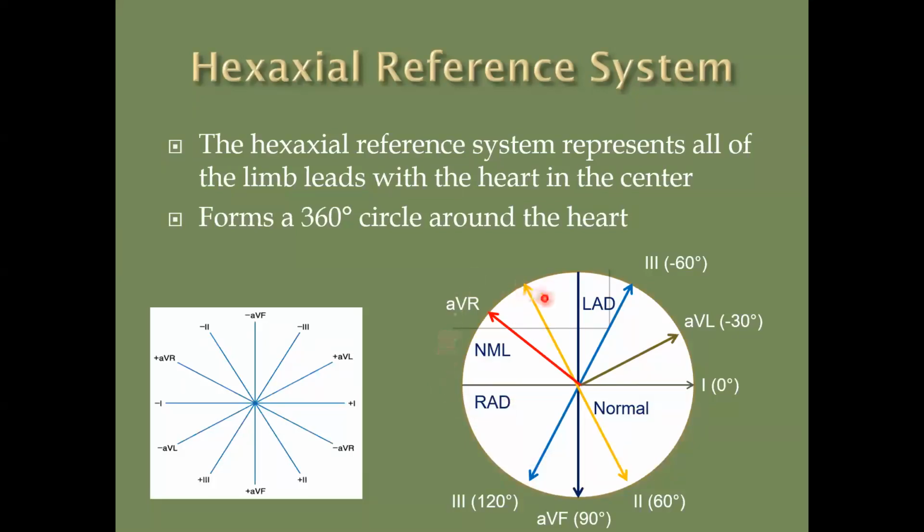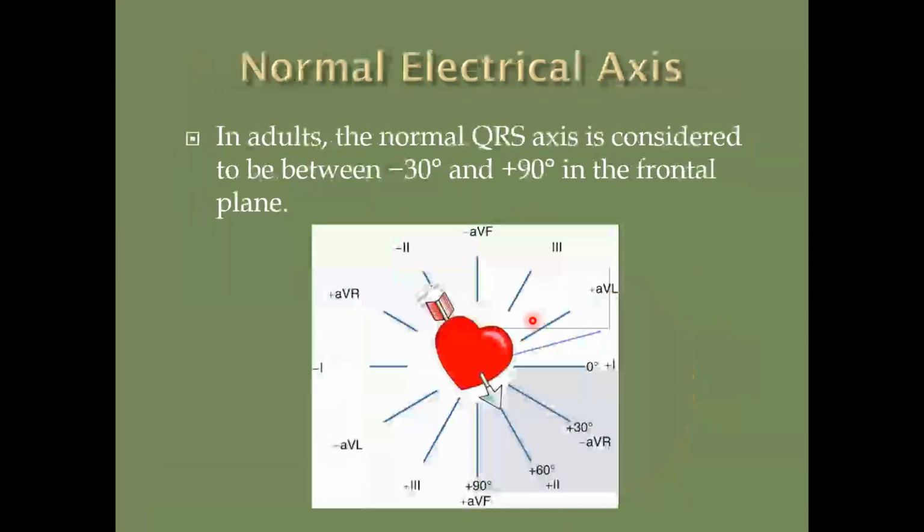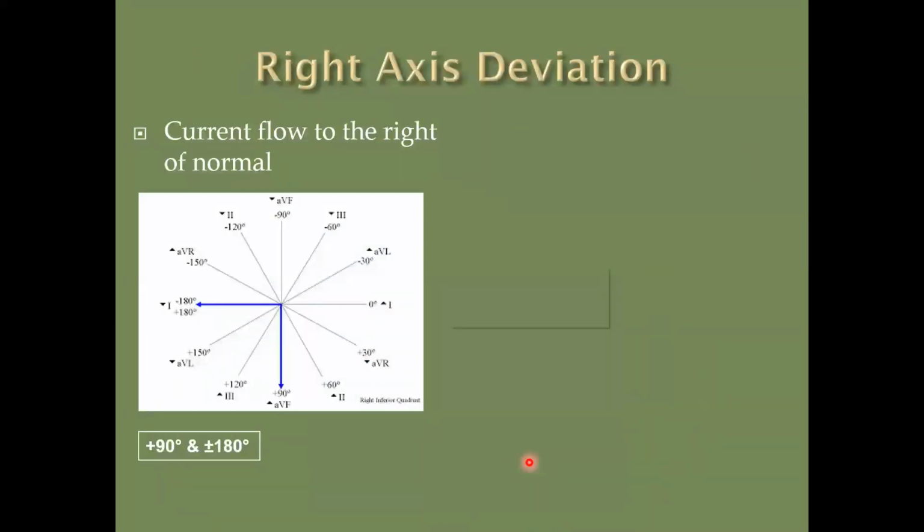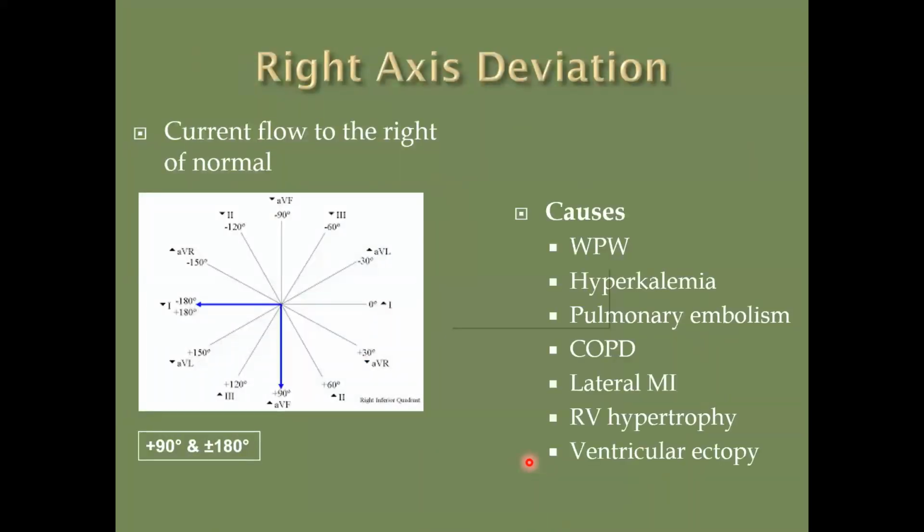And then up here is what we call no man's land, because the axis isn't supposed to travel back this way. It's supposed to travel this way. So this is severe left axis deviation, no man's land. Those are a couple of the terms that you might hear people describe if somebody has an axis over there. And this just depicts where the normal axis is, between -30 and +90. This is your right axis, and some of the things that will give you right axis deviation are listed over here on the right.